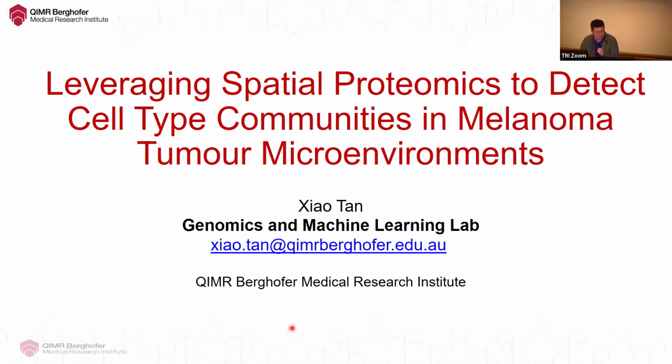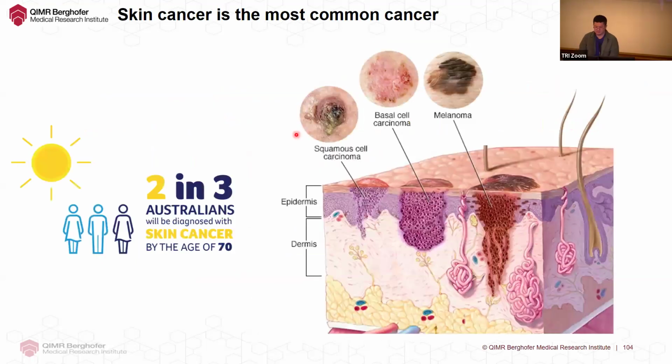Thanks for inviting me to give a talk today. I'm Xiao Tan from the Genomics and Machine Learning Lab at QIMR. So today my talk is mainly based on cell type community detection using spatial proteomics data in the melanoma tumor microenvironment. Skin cancer is the most common cancer in Australia. Almost 2 in 3 Australians will be diagnosed with skin cancer by the age of 70.